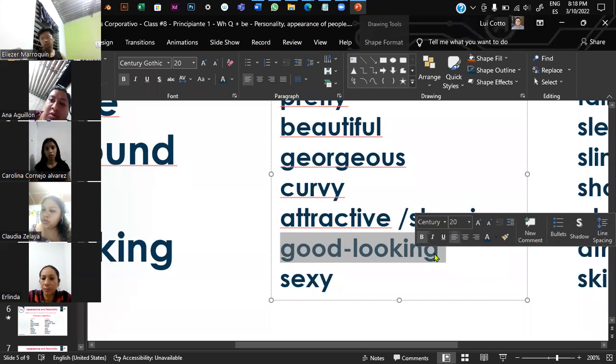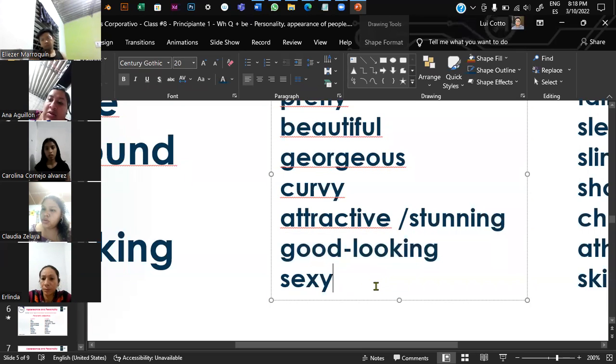good looking. Okay, who is good looking in your opinion? Any other actress? Any other actress? Who?